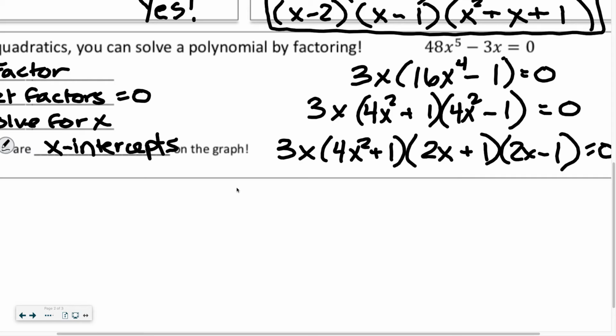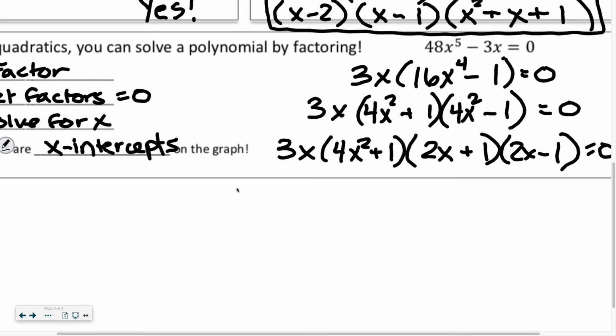This sum of squares, we're going to solve it here in a minute by setting our factors equal to 0 and solving for x, but this is going to produce imaginary solutions, so you won't be able to factor that. Because I know that a sum of squares always produces imaginary solutions.